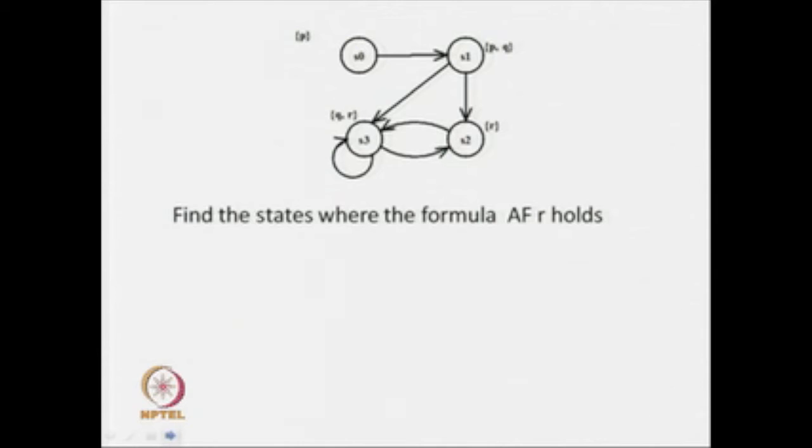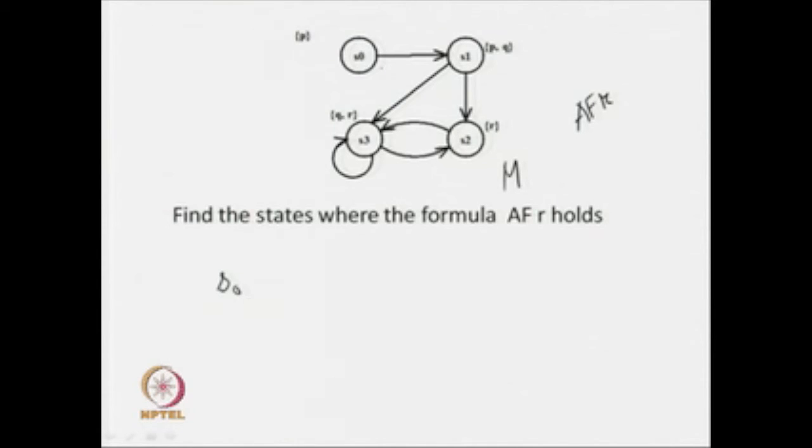Now, the first question I said: find the states where the formula AF R holds, that means in all paths in future R holds. Now, we have to see it is a state formula. Now, we are going to look for the state S0, and just say that this is my model M.